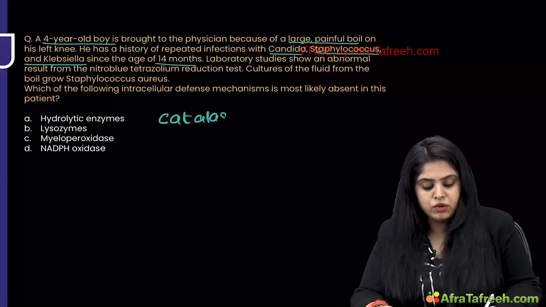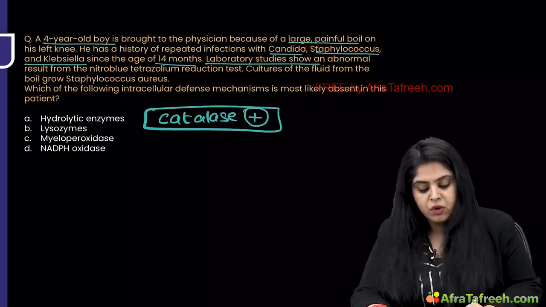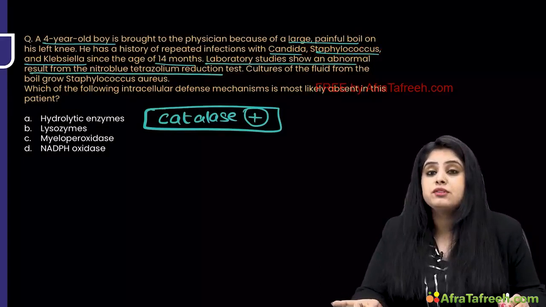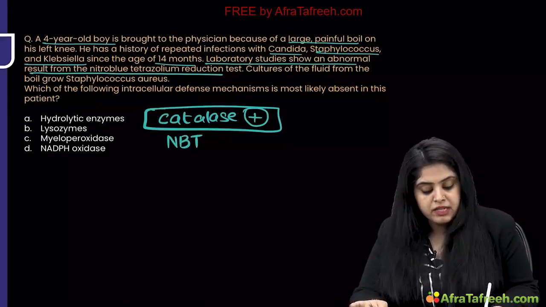In case you could not remember catalase positive organisms in the exam, that's okay. Still, lab studies show an abnormal test, what? NBT, the nitro blue tetrazolium test is problematic. NBT, 3 alphabets. So the name of the disease is CGD, 3 alphabets.